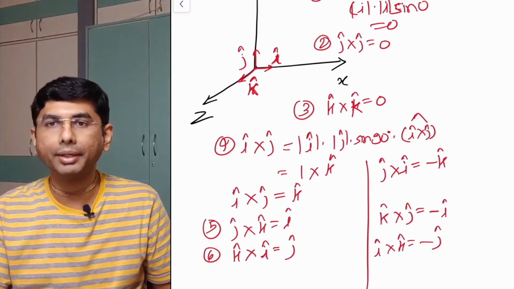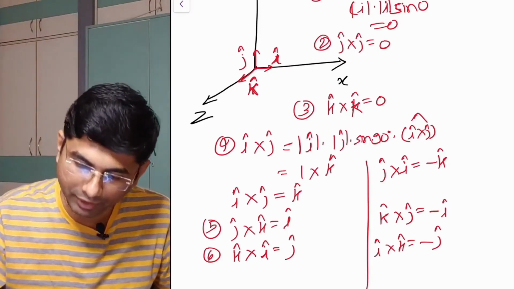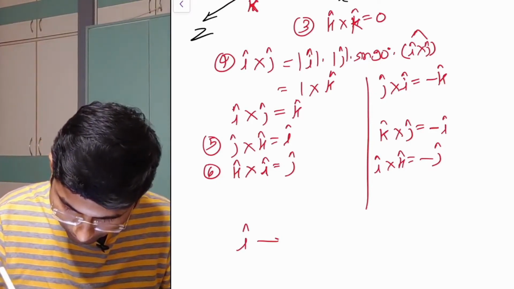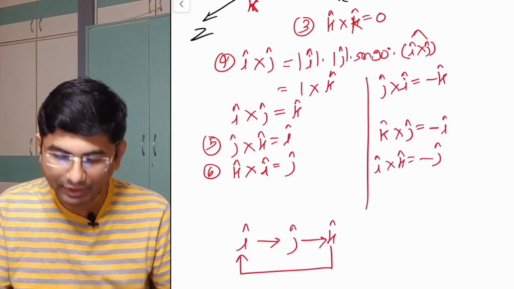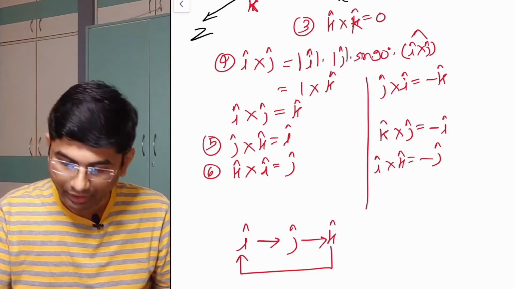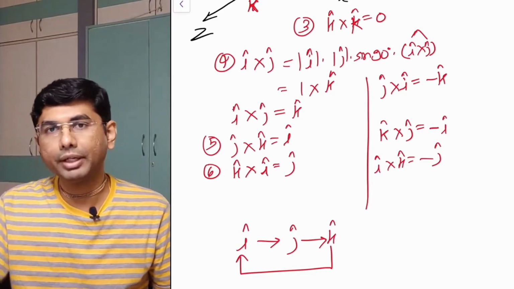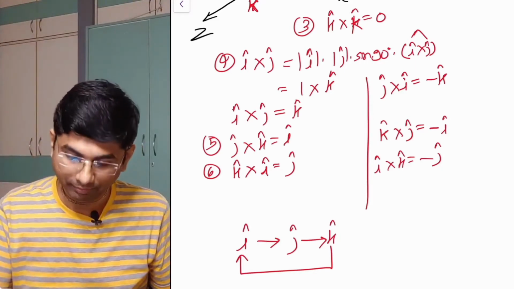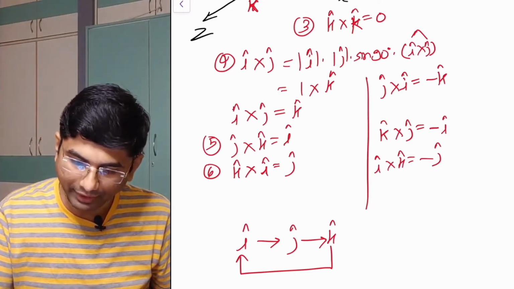Now how to remember this? It is not that difficult. We just have to remember the sequence i, j, k and then again i. If the things are in this sequence, then if we have i cross j, the answer will be k. k cross i, the answer will be j. j cross k, the answer will be i. We are going in one sequence, i, j, k, alphabetically. When we go in the opposite direction, j, i, it will be minus k. k, j, it will be minus i. i, k, it will be minus j.